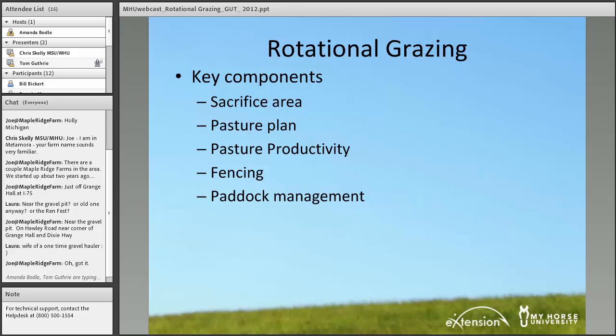So let's look at what are some of the key components of a rotational grazing system. They would include a sacrifice area, some sort of pasture plan, pasture productivity, fencing, and paddock management.